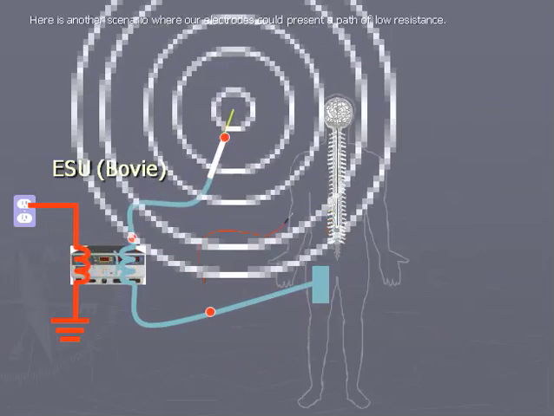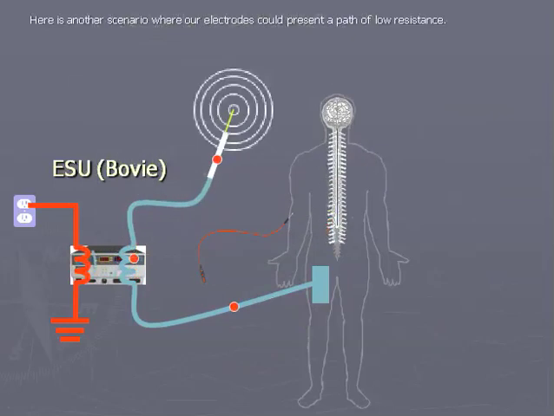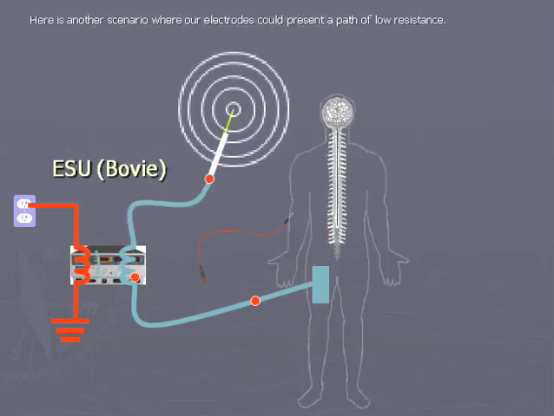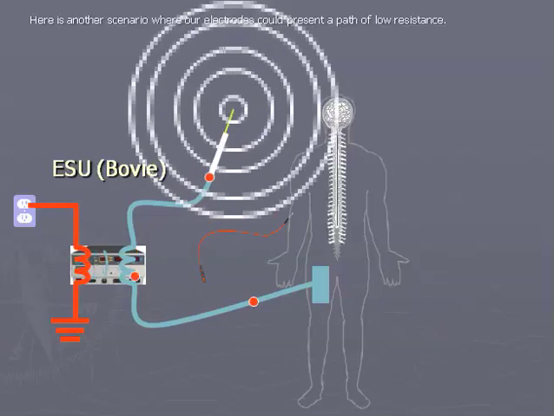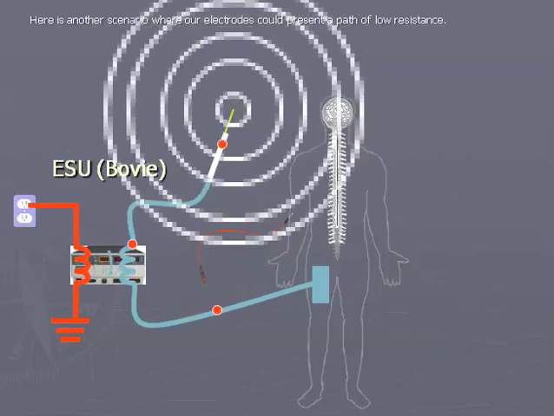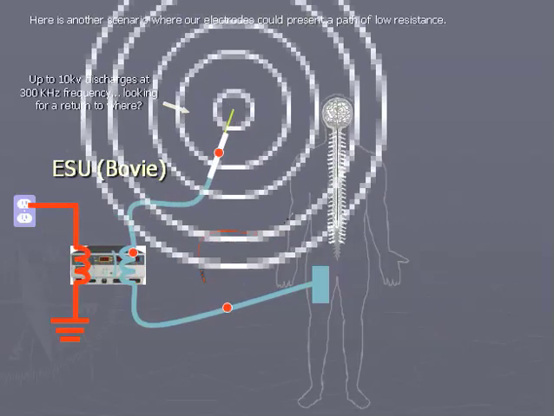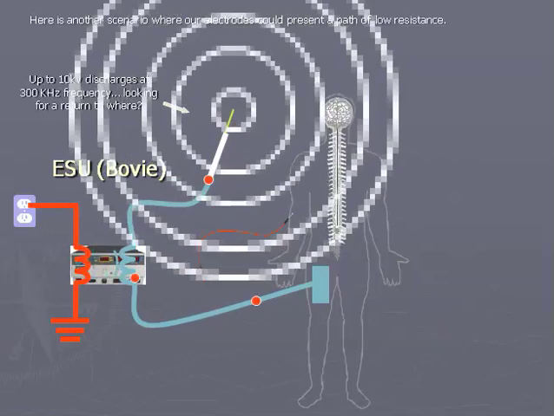A blast of RF energy fills the air. This discharge can be up to 10,000 volts at 300,000 hertz frequency. And it is looking for a return to where? It is looking to return to the ESU return pad.